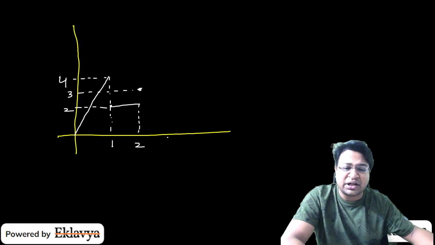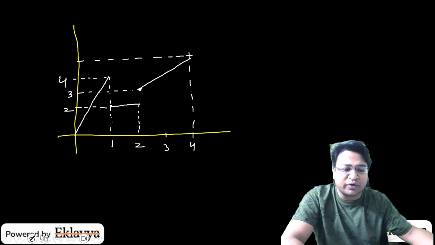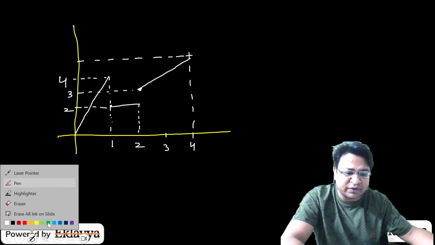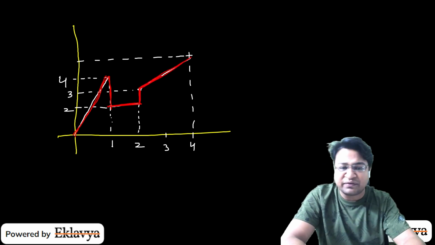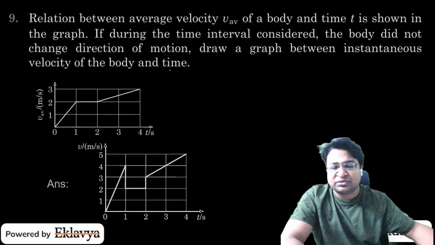As the time goes from 2 to 4, it goes till 5. So the point that we are looking at is like this. The overall graph that we have got would appear like this: a straight line, then a sudden drop like this, then a constant value, then a sudden rise, and then an increasing value like this. So this is the kind of graph that we should be expecting, and this is indeed the answer as we can see.